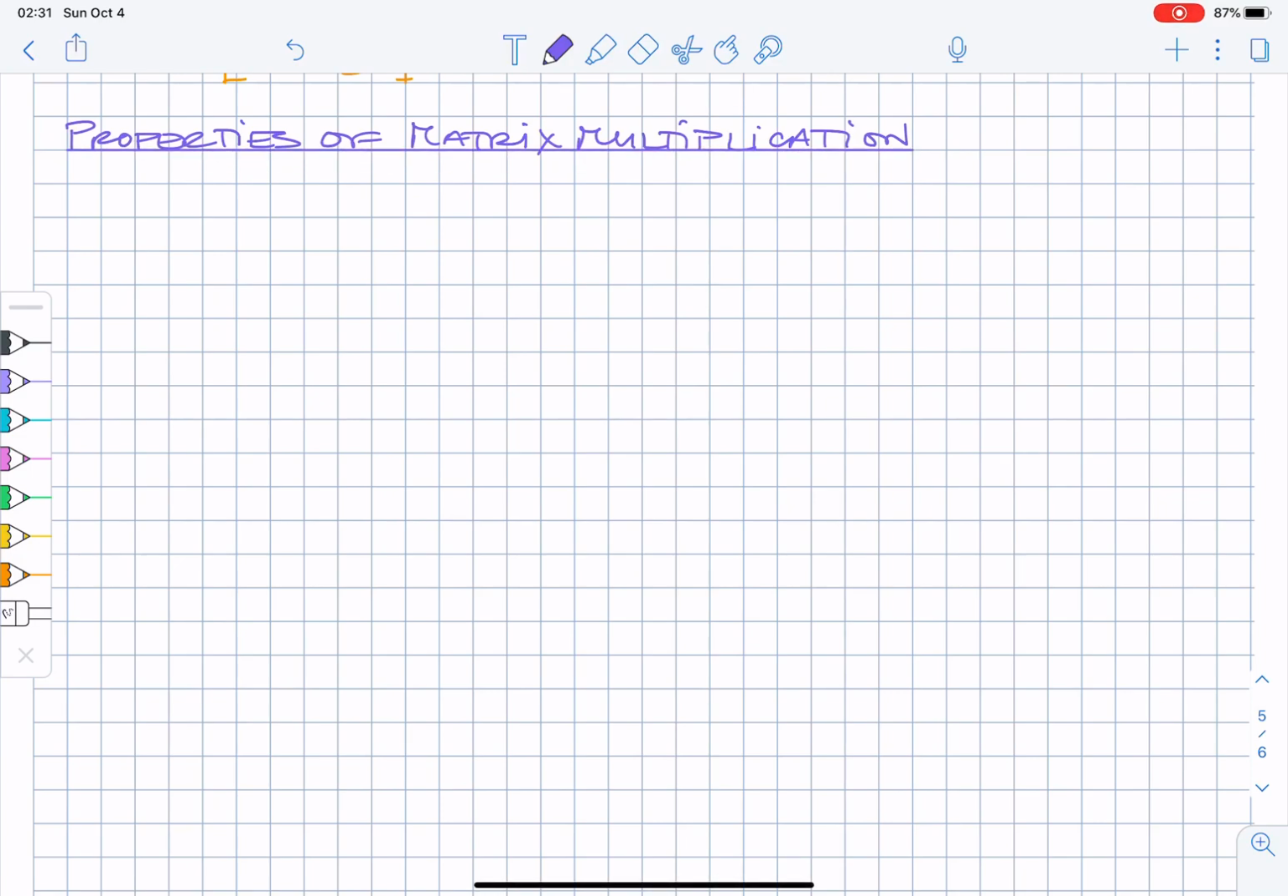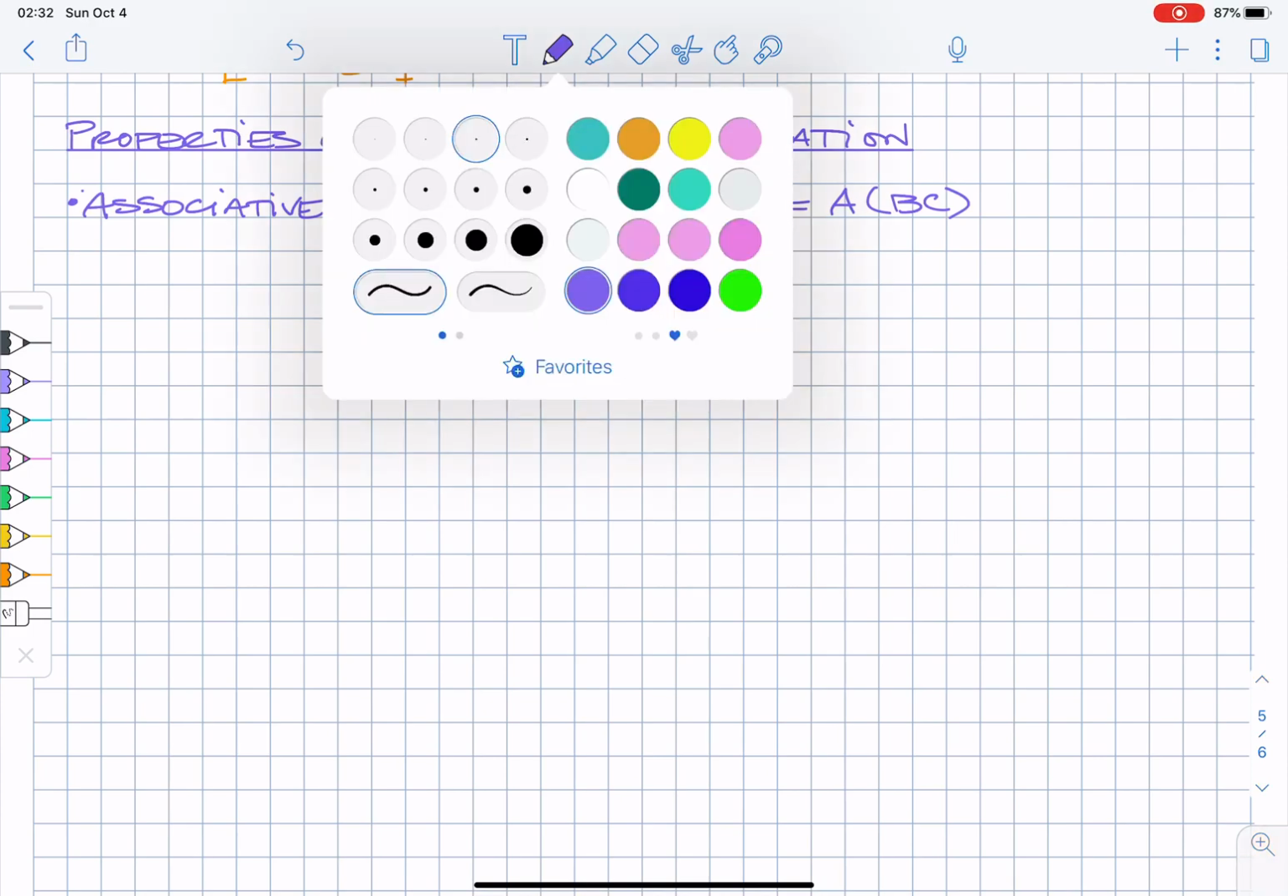Okay, so there's the associative property, which states that if I have A times B and then times C, it's the same as if I did A times the product BC. Doesn't matter. Notice, however, the order ABC is always the same from left to right.